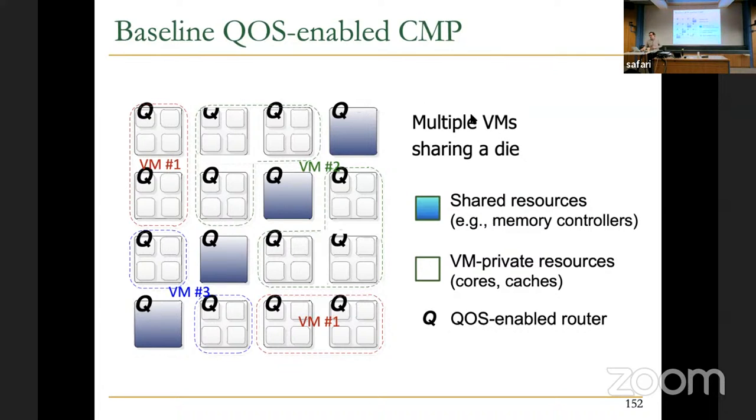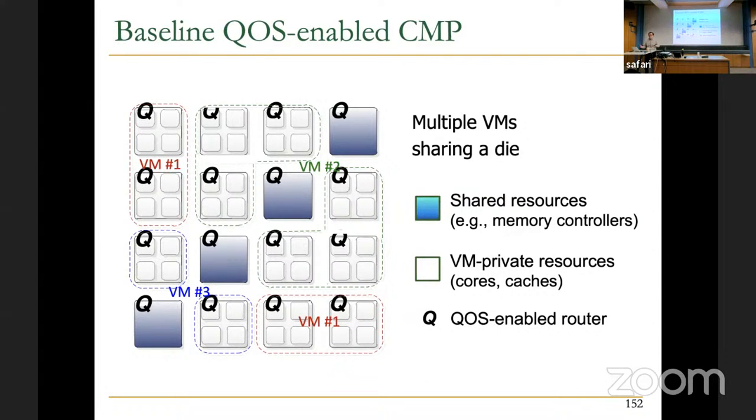Somehow it happens to be that way. Multiple virtual machines are sharing a die over here. And then there are some VM private resources. This belongs to virtual machine one, for example. This belongs to virtual machine two, for example. It gets divided over here. Virtual machine three is here. And some other virtual machine one parts are here. So somehow there's some allocation that happens.